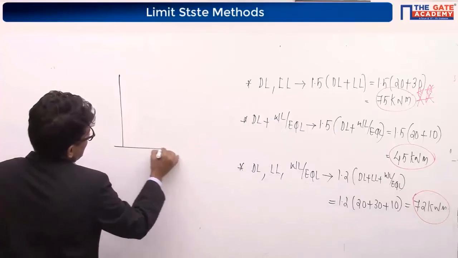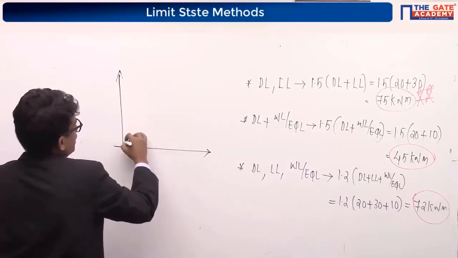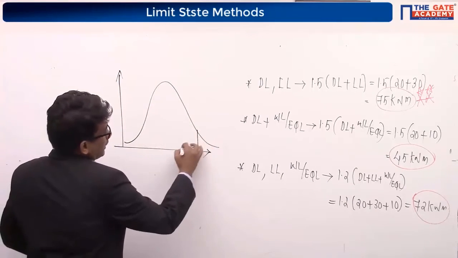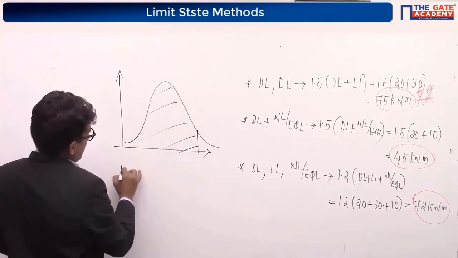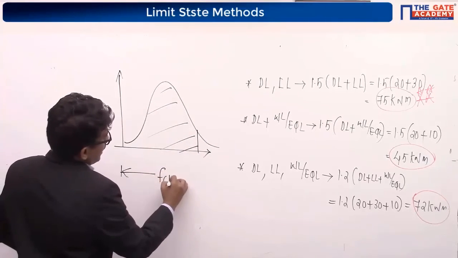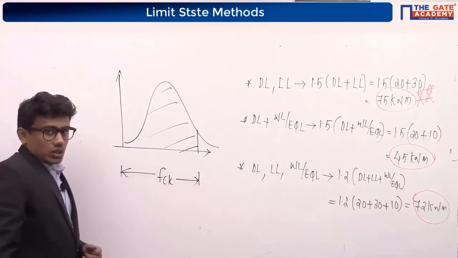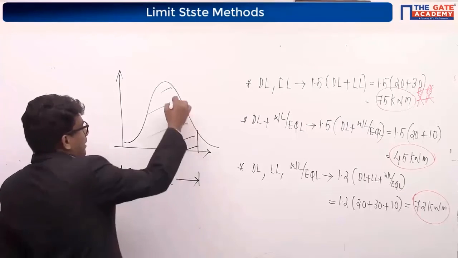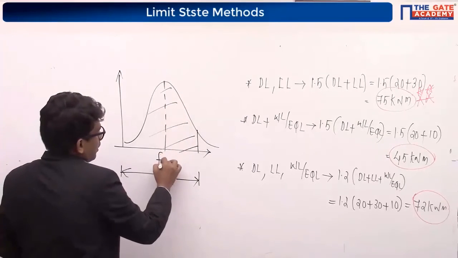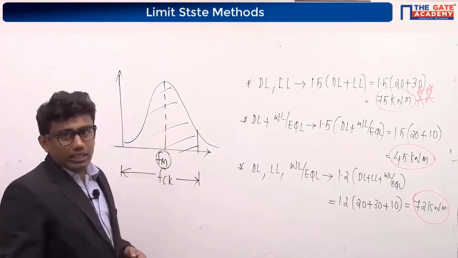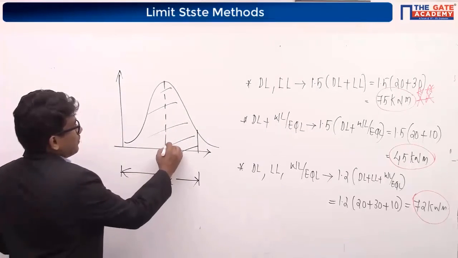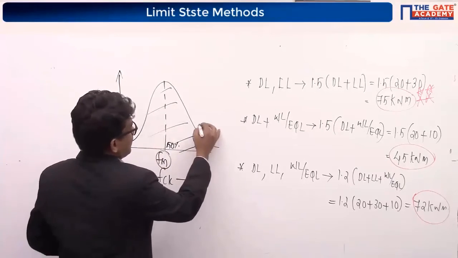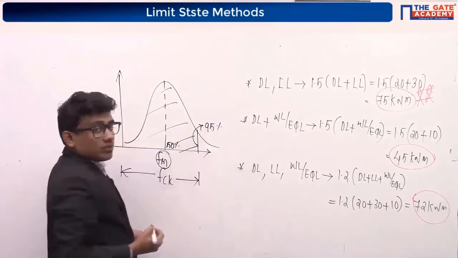Suppose we have discussed the normal distribution curve like this, right? This is the normal distribution curve, and for 95% of probability, this is the 95% of the probability, I'll be having our FCK. So FCK is actually defined for 95% of probability, and we'll be having the FM here at the center. That is the mean load here at the center. Center means this is 50%, and this much portion is 50%, and this represents 95% confidence level.